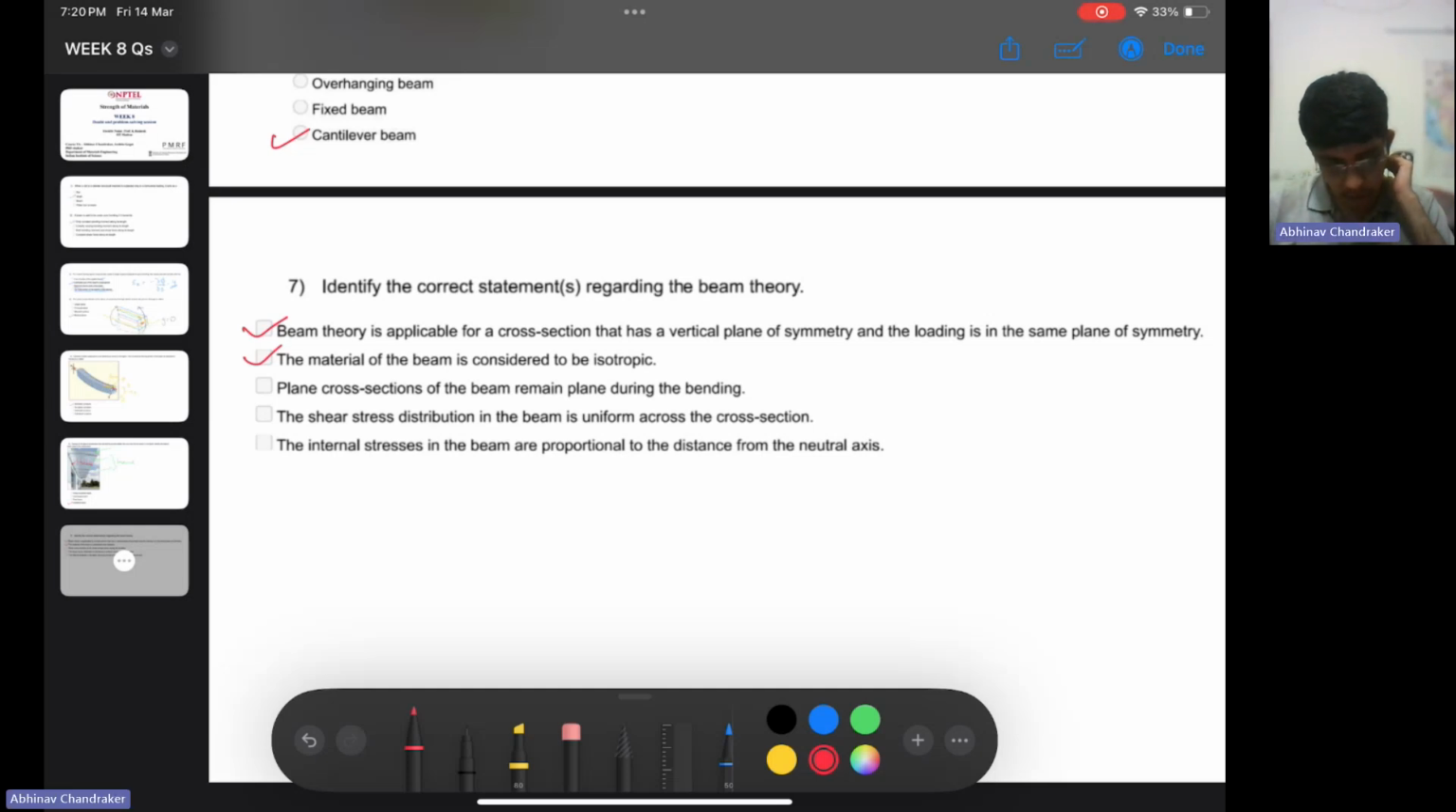A plane cross section of the beam remains plane during the bending. Yes, that is true for pure bending according to beam theory. Shear stress distribution in the beam is uniform across the cross section. That will be false since in beam theory we are considering only pure bending, no shear stresses.